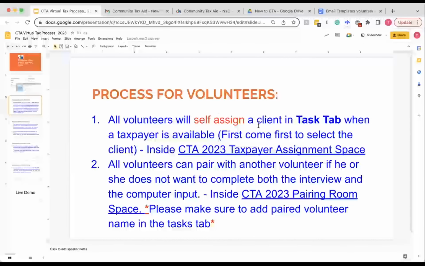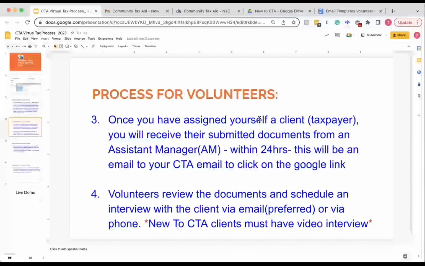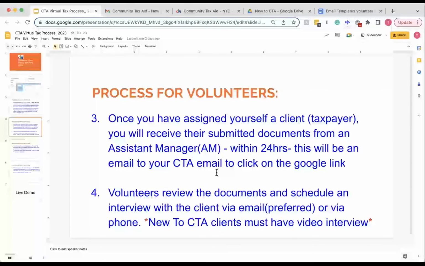The first thing, all volunteers will self-assign. Number 2, all volunteers can pair with another volunteer in the pairing room. Number 3, once you've self-assigned yourself a client, you'll receive the submitted documents from an assistant manager within 24 hours, and again, that will be an email to your email. You'll have the right to go in and upload the checklist as well. But once you finish uploading the checklist, we'll cut off the rights to go back in and view the Google Drive. We only share access to that Google Drive when you assign yourself, and we take access away when you're done. That's just for safety purposes.